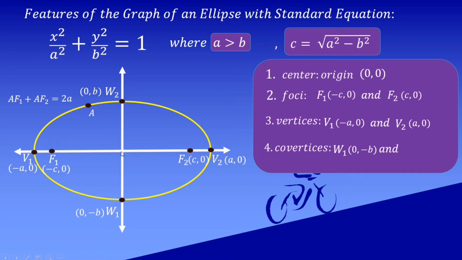Since the covertices are at the y-axis, ang sukat nito from the center to this point, W sub 1, is the value of B. And above the center, that would be the W sub 2. And this segment is perpendicular to the major axis. Tinatawag itong minor axis. And the segment is W sub 1 and W sub 2. Ang sukat nito is 2B. Since ang A natin is greater than B, the major axis is longer than the minor axis.